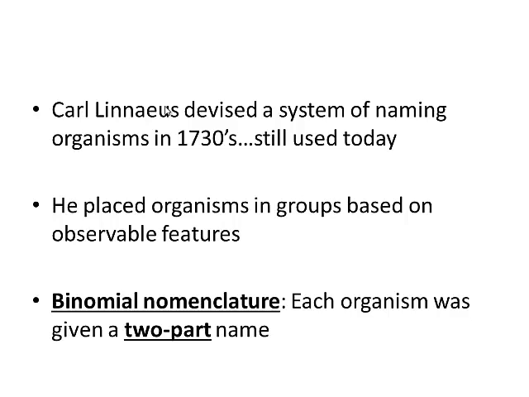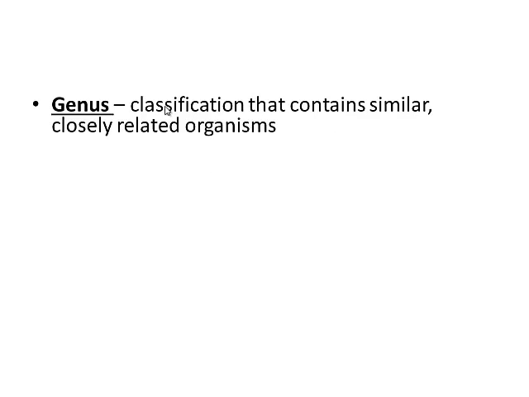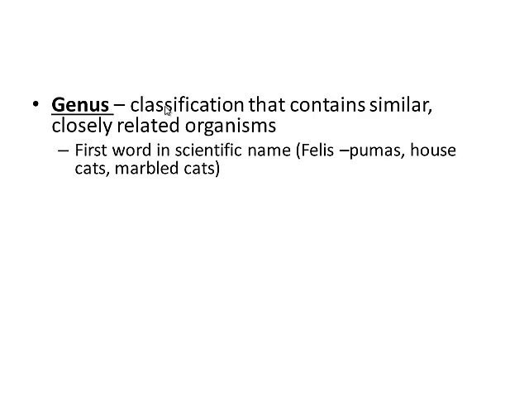And we call this binomial nomenclature. Binomial meaning two and nomenclature meaning name. So each organism that we know about is given a two-part name. Now the first part of that name is the genus. The genus is the classification that contains similar and closely related organisms. For example, in the genus Felis, that could be like cats. Okay, so it could be pumas, it could be house cats, or it could be cats that have like a marbled coat on them.